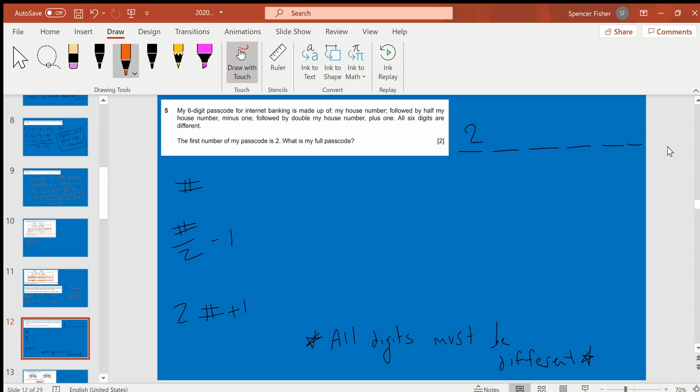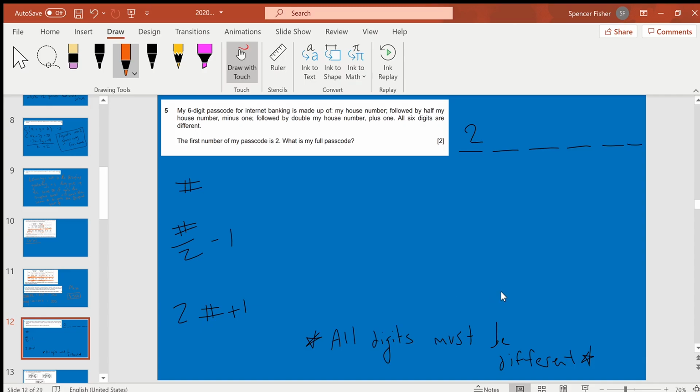We could start with the second digit being 0, and let's follow what that looks like. So let's say the house number is 20, right? 20 divided by 2 is 10, minus 1 is 9. Then 20 times 2 is 40, 40 plus 1 is 41. And that leaves us with a blank here. So that can't be it, because again, it needs to be 6 digits.